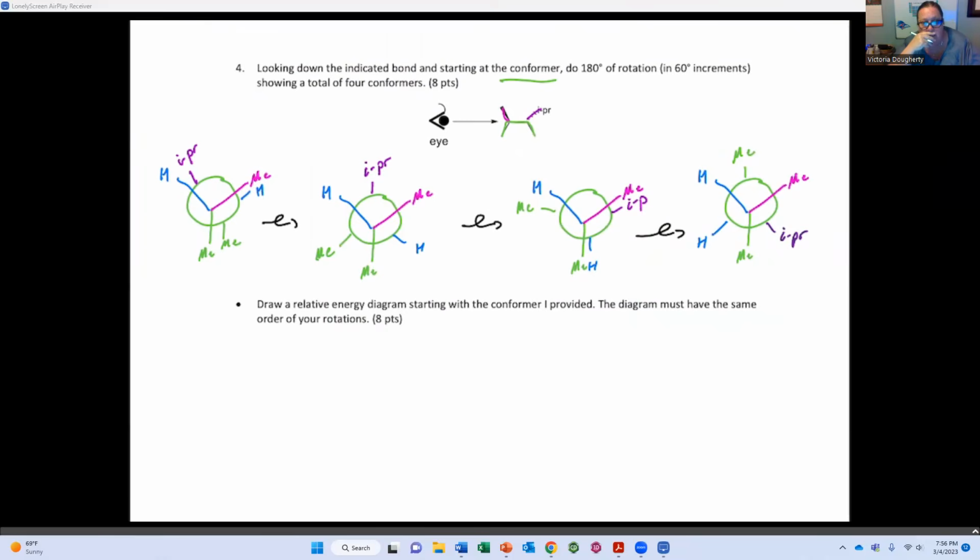This is going to look very different from the ones I showed you in class. Why? First of all, we're starting with a high energy conformer, but that's not the highest energy conformer. This methyl isopropyl eclipsing is going to be a much larger interaction than this methyl-methyl eclipsing, so this is actually my highest energy conformer.